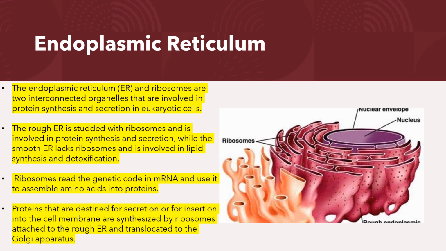In summary, the endoplasmic reticulum and ribosomes are two interconnected organelles that work together to carry out protein synthesis and secretion in eukaryotic cells. The ribosomes synthesize proteins based on the genetic code in mRNA, while the rough endoplasmic reticulum is involved in the processing and sorting of proteins destined for secretion or incorporation into the cell membrane. The smooth endoplasmic reticulum is involved in lipid synthesis and detoxification.